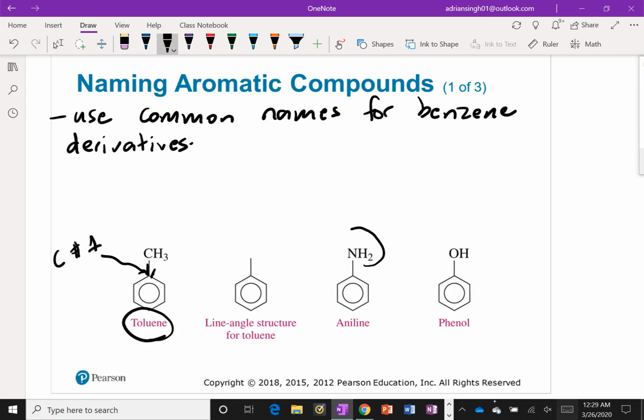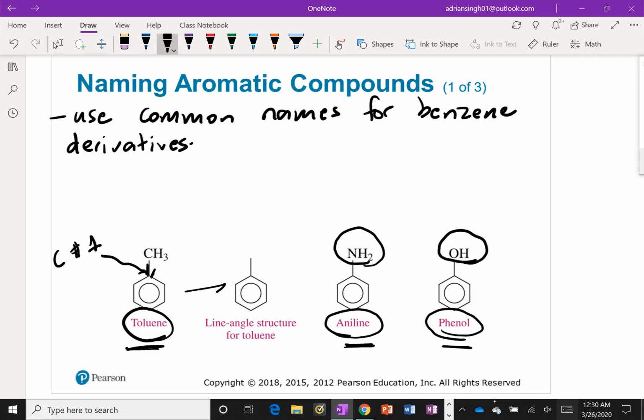We can have this NH2 group attached to benzene. This NH2 is called an amino group. When that's attached to benzene, we give it a special name. It's called aniline. And then when we have this OH, which is a hydroxyl group, when that's attached to benzene, we call it phenol as a special name. All right, so you have to know these 3 common derivatives of benzene.